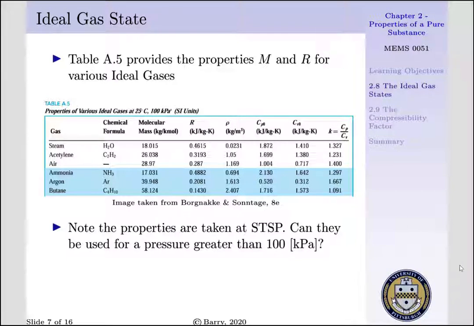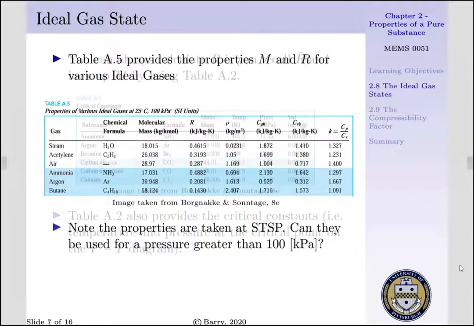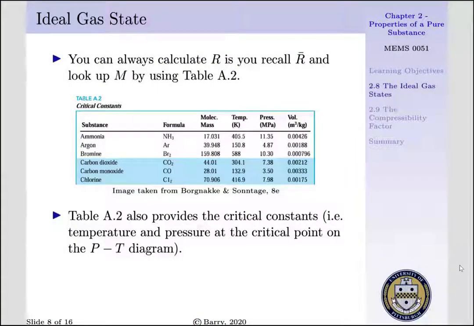Can they be used for a pressure greater than 100 kPa? The answer is oftentimes yes. Since our gas is low to medium density, we assume that pressure is not affecting our system. Thus, if our pressure is going to be low enough, which we will quantify shortly, we can use these values at elevated pressures. If you consult table A2, we can always calculate R based upon your universal gas constant and your molecular mass taken from table A5.